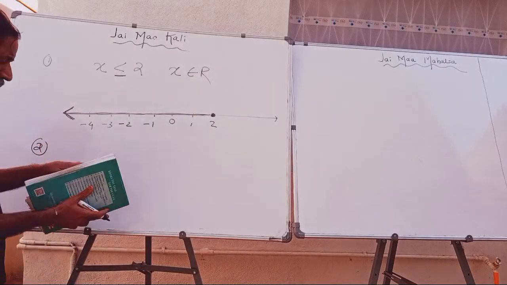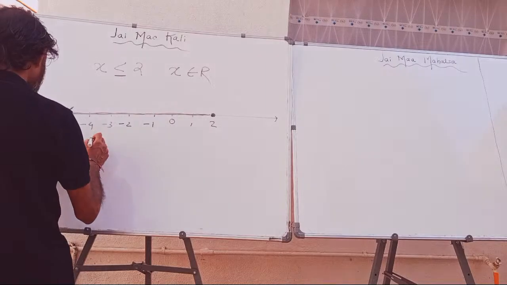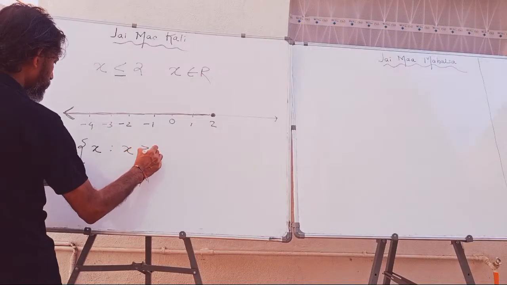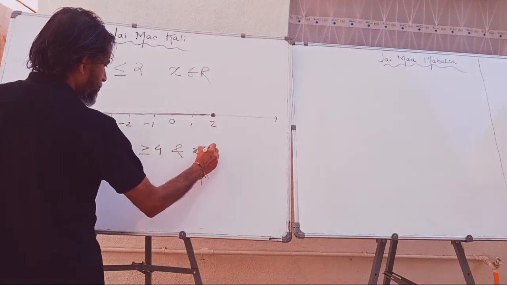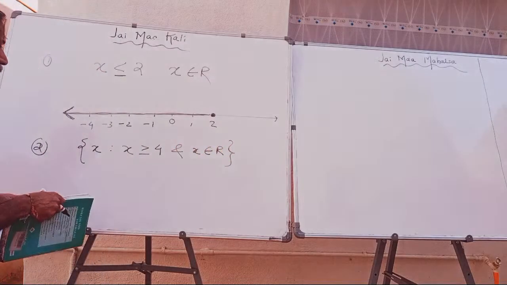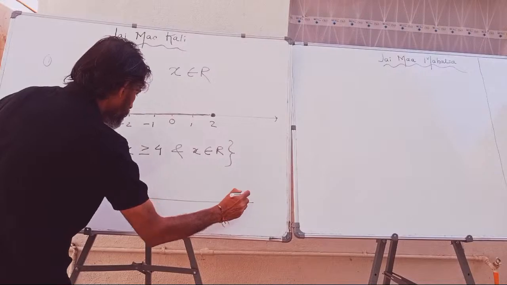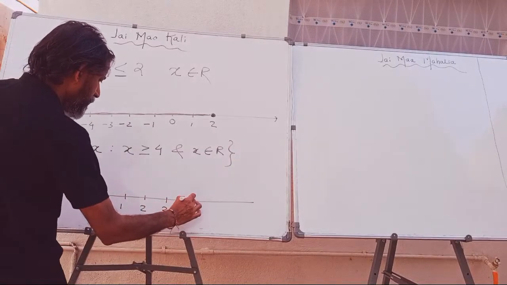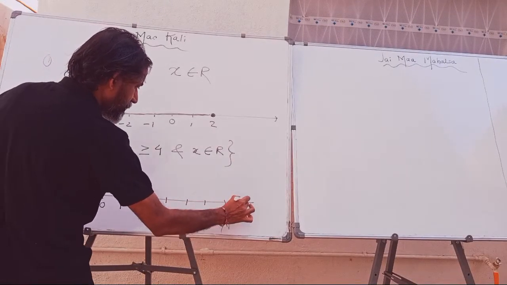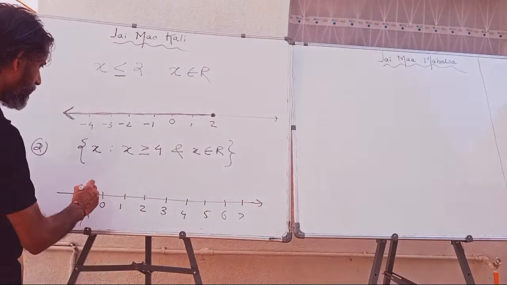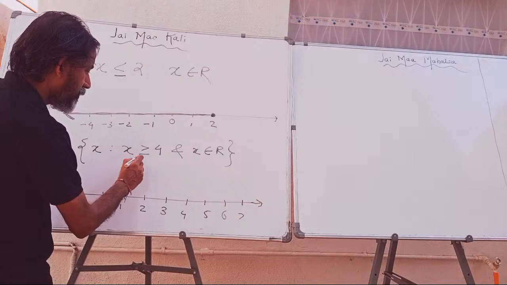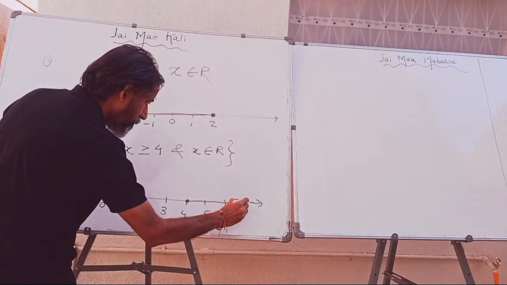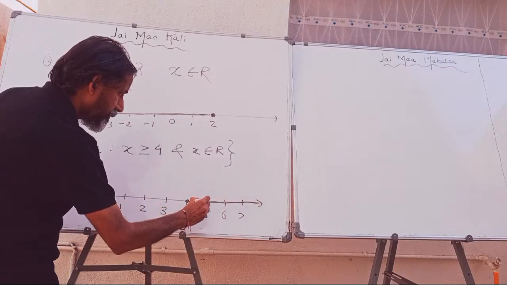Let's look at the second part. In the second case, the solution set is x such that x is greater than or equal to 4 and x is a real number. Anything greater than or equal to 4 satisfies. So we'll start with 0, 1, 2, 3, 4, 5, 6, 7 and close it here. Since x is greater than or equal to 4, x equal to 4 is included, so a solid circle. Anything to the right also satisfies x.